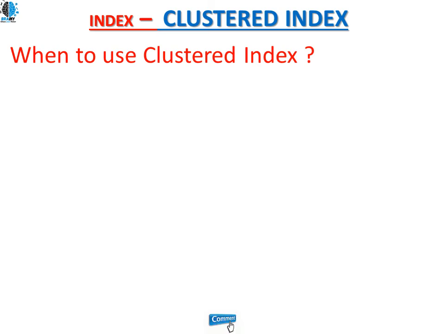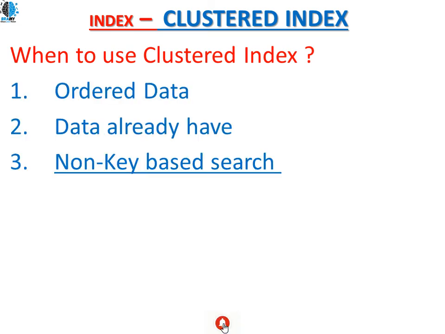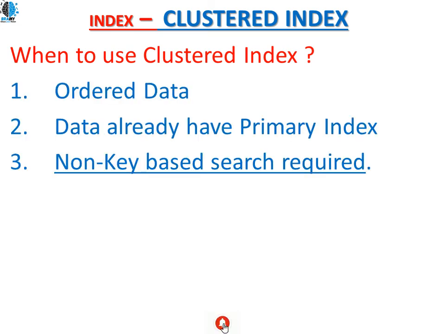So the next index we have is the cluster index. What is a cluster index? By the name itself, cluster means a combination of two or three or different types. In a cluster index, the first thing is that the data is ordered data. The data already has the primary index. Now we need to search the data again based on a non-key, which is not part of the primary key. In that scenario, we will consider the cluster index.